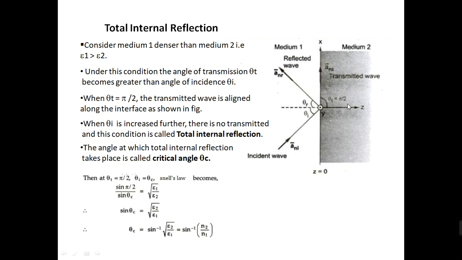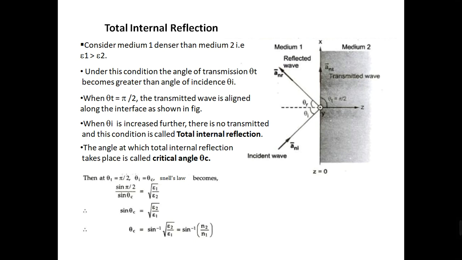You can see here, exactly at theta is equal to pi by 2, the transmitted wave will be aligned along the interface or the boundary. You see this in the diagram. Still, when theta I, the angle of incidence, is further increased, there is no transmitted wave. So no wave will be transmitted, and the complete wave will be reflected back into medium 1. This is called total internal reflection. The angle at which the total internal reflection takes place is called the critical angle.